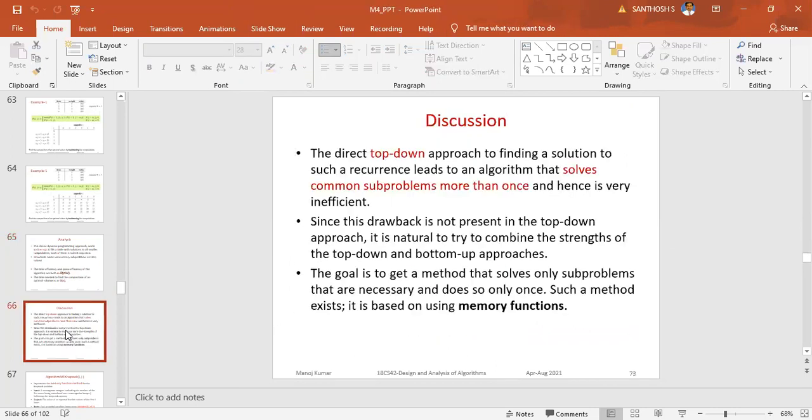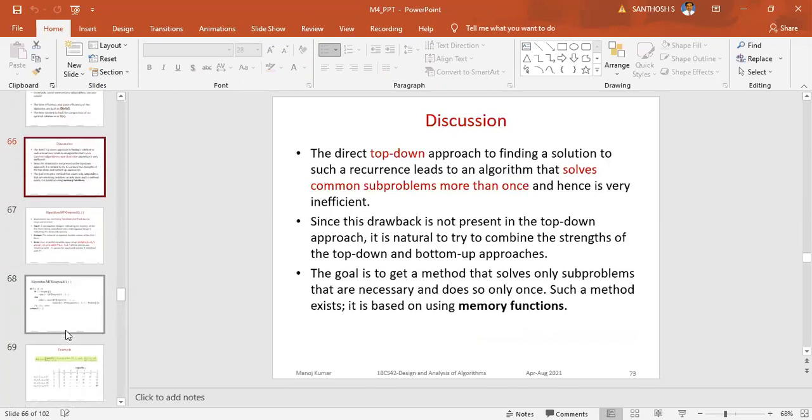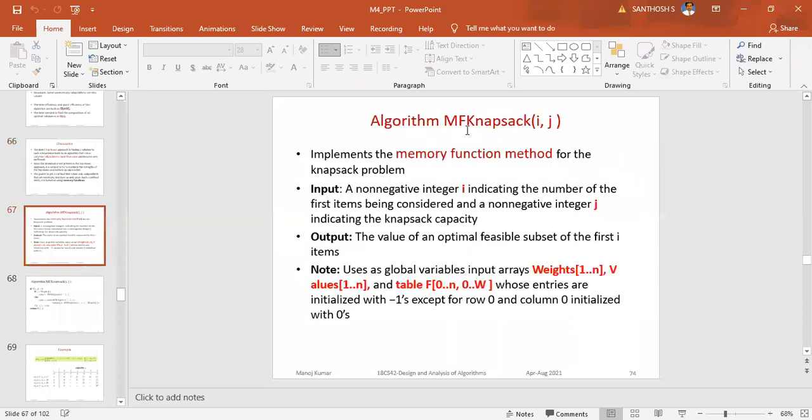Now come for the discussion. The direct top-down approach to finding the solution to such a recurrence leads to an algorithm that solves a common subproblem more than once, and it is very inefficient. Since this drawback is not present in bottom-up, it is natural to try to combine the strengths of the top-down and bottom-up approaches.